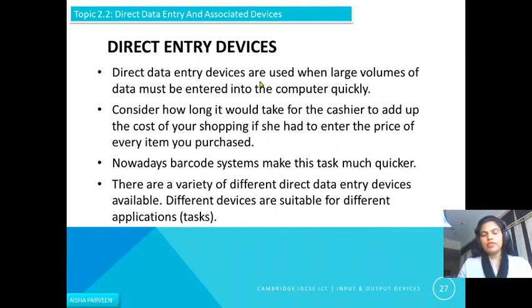Direct data entry devices are used when large volumes of data must be entered into the computer quickly. Consider how long it would take for the cashier to add up the cost of your shopping if she had to enter the price of every item you purchased. Nowadays, the barcode system makes this task much quicker. There are a variety of different direct data entry devices available. Different devices are suitable for different types of applications.